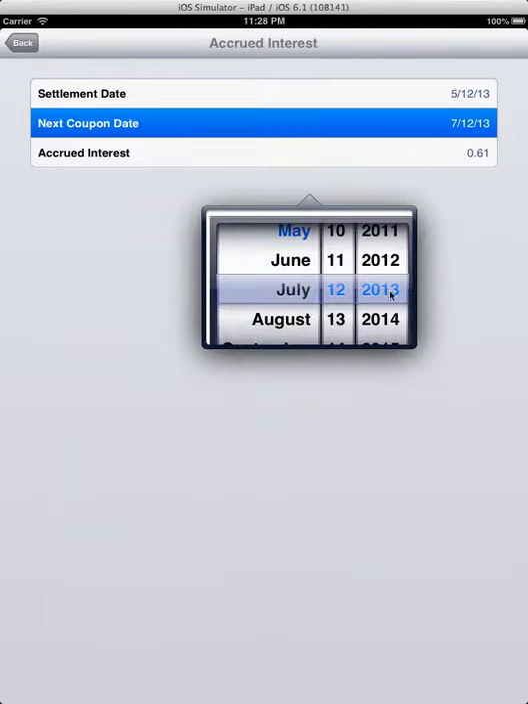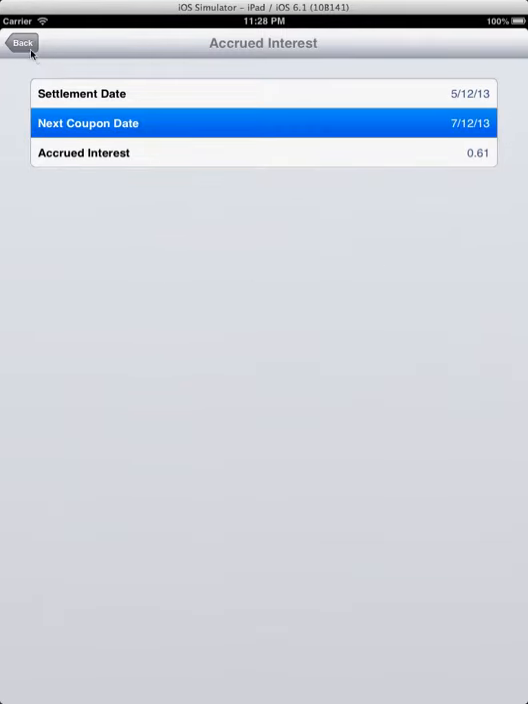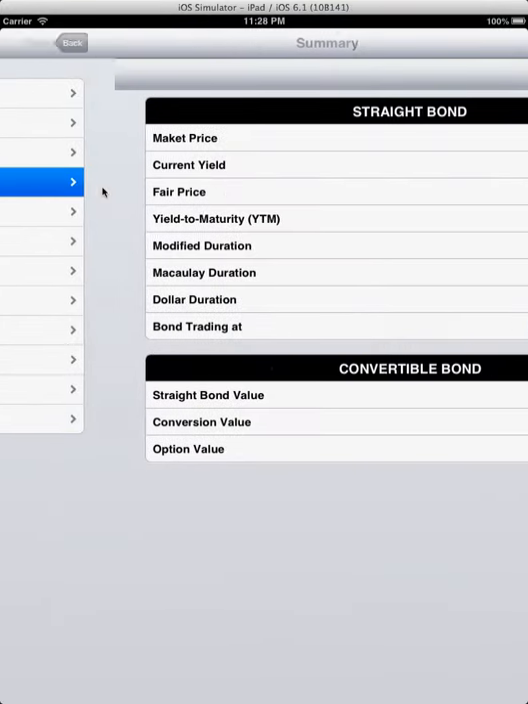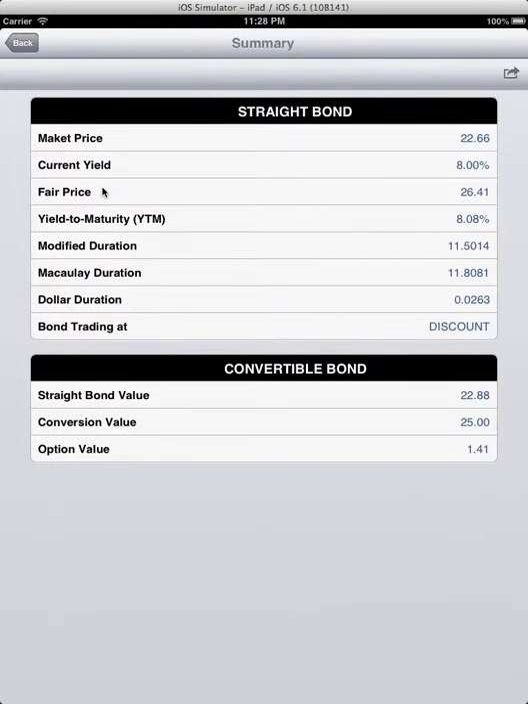To calculate the accrued interest, you can pick the settlement date and the next coupon date, and then the accrued interest will be calculated. And here the summary: the straight bond market price, current yield, fair price, yield to maturity, modified duration, Macaulay duration, dollar duration, whether the bond is trading at a discount or a premium, and if the bond is a convertible bond, then the straight bond price, conversion value, and option value.